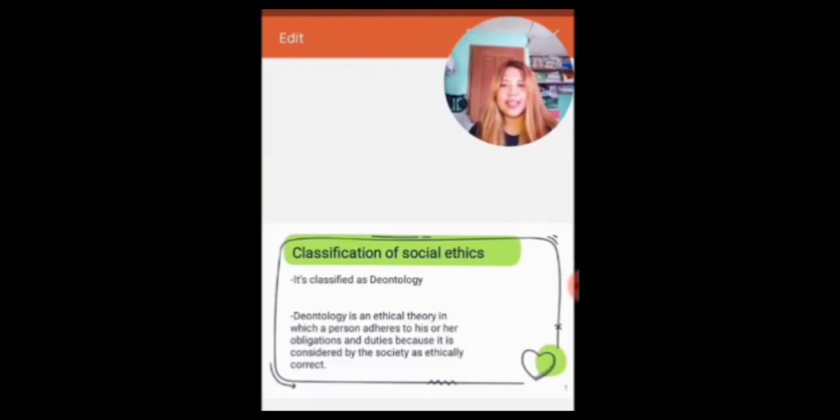Social ethics is classified as deontology. Deontology is defined as an ethical theory in which a person adheres to his or her obligations and duties because it is considered by the society as ethically correct. Why deontology? Deontology can be associated with social ethics because social ethics is a set of rules or guidelines based around ethical choices and values that the society conforms to. Through social ethics, people will be guided on how they should treat the other members of the society. Aside from this, a person will know his or her boundaries, and if this will be practiced diligently, we can have a balanced and just society.